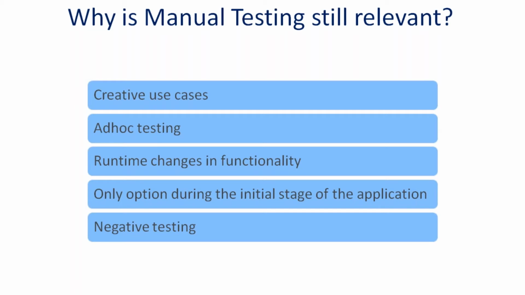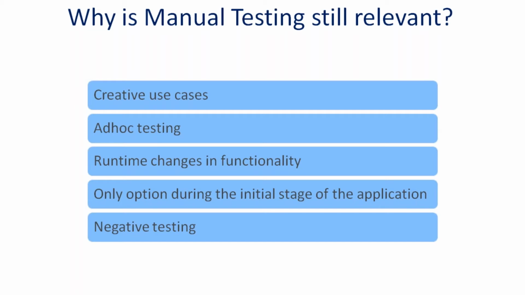Runtime changes in the functionality. During situations when there are runtime changes in the functionality of some of the modules, either as an enhancement or a behavior change of the module, manual testing is pretty quick to perform at this particular stage, because it is really difficult to adapt, create those test cases, and put them into automation. So it is always preferred to do manual testing at that particular time, and this is the only option available during the initial stage of an application, when you just start application development.